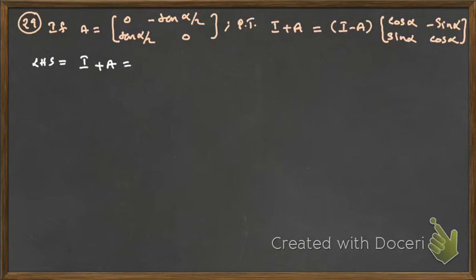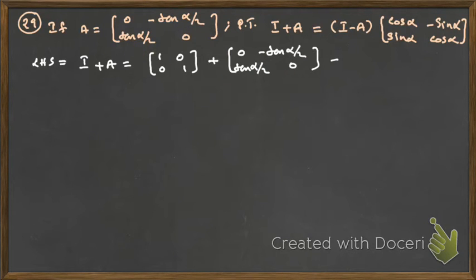So when you look at the left hand side, it is I plus A, and I already figured out that my I has to be 2 by 2 because A is 2 by 2. So I'll write my I identity matrix [1 0; 0 1] plus A matrix [0 minus tan alpha by 2; tan alpha by 2 0], and we are going to add it. How do we add two matrices? We just add the corresponding elements. So 1 plus 0 is 1, 0 plus minus tan alpha by 2 is minus tan alpha by 2, 0 plus tan alpha by 2 is tan alpha by 2, and 1 plus 0 is 1. That's my I plus A.